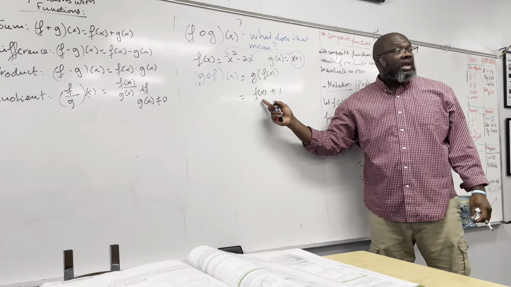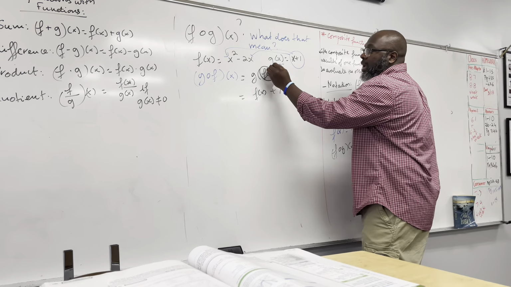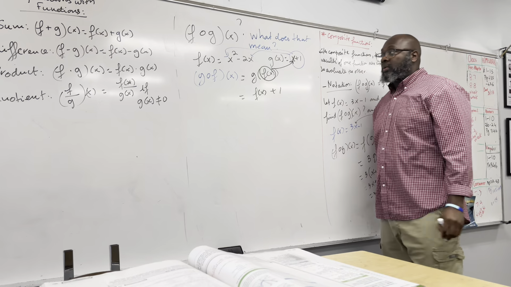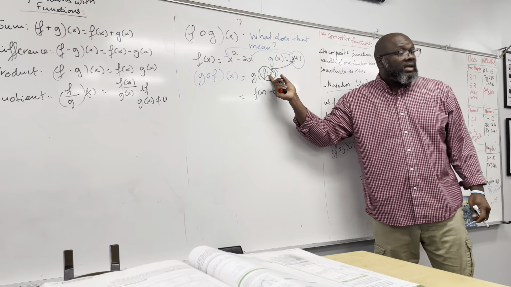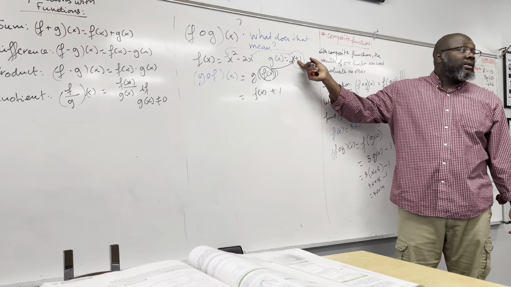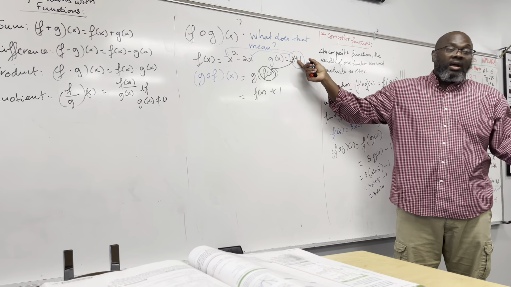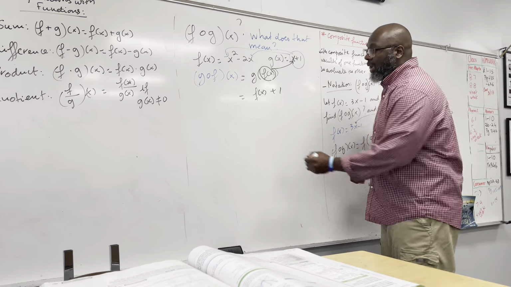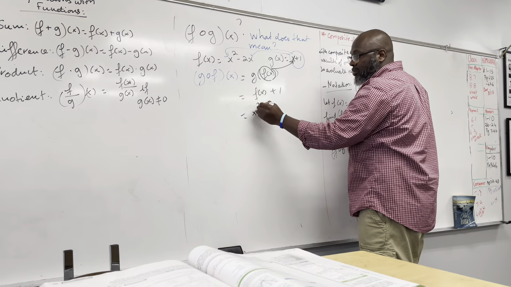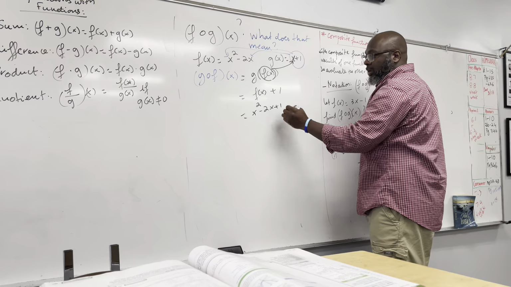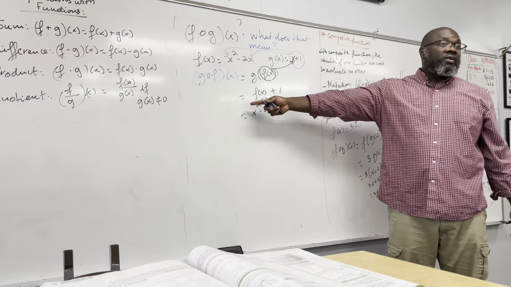g of f of x will be f of x plus 1 because I'm taking this and plugging it in here. I'm taking what it says and replacing it by x in the other function. That's all I'm doing. It's not that complicated. Now I know what f of x is, so I replace it, and that becomes x squared minus 2x plus 1. So this is how you will do g of f of x.